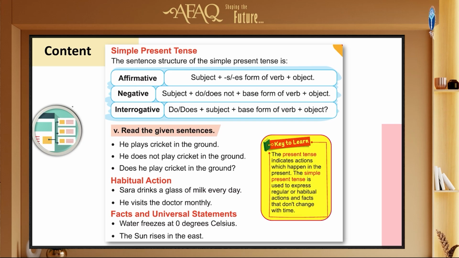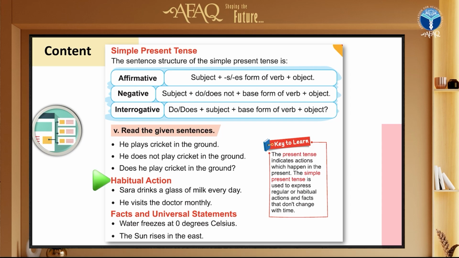The present tense indicates actions which happen in present, and the simple present tense is used to express regular or habitual actions and facts that don't change with time. So when we are talking about any action which is happening in present, we use present tense, and a simple present tense is something which is habitually and regularly going on. Let's see some example sentences.